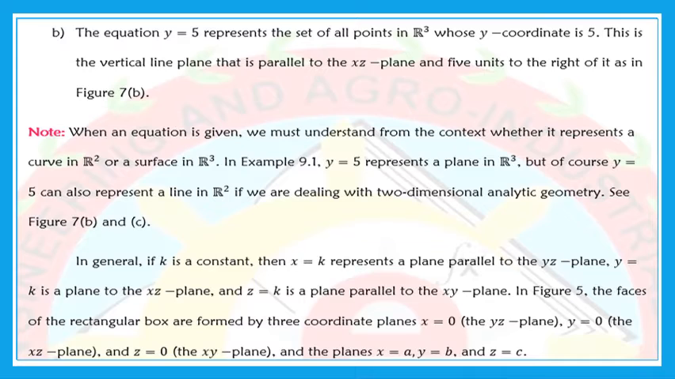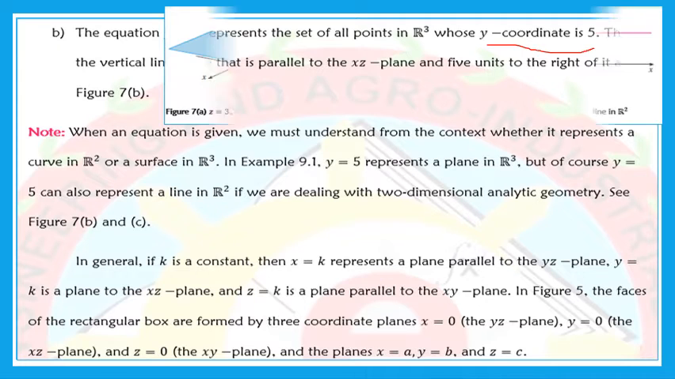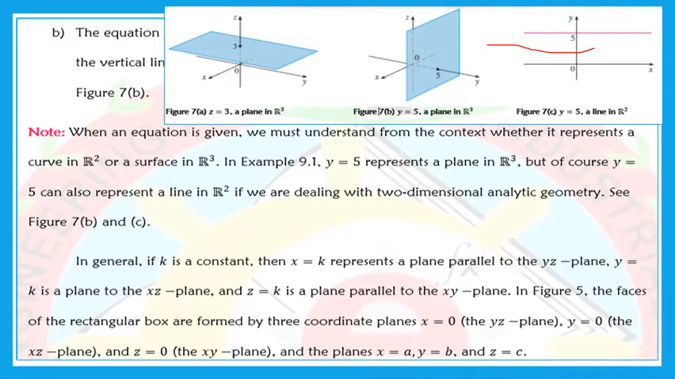Sa letter B naman, the equation y equals 5 represents the set of all points in R cubed whose y coordinate is 5. So this is the vertical plane that is parallel to the xz plane and 5 units to the right of it, as in figure 7b. Eto sa figure B, vertical plane siya parallel sa xz plane. So this is our xz plane, parallel siya dito.